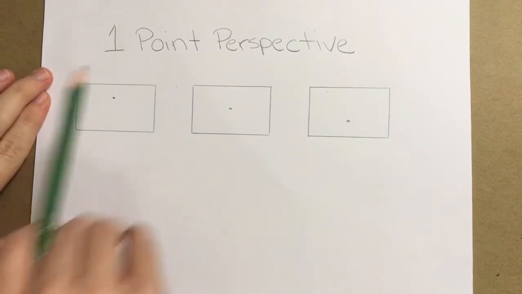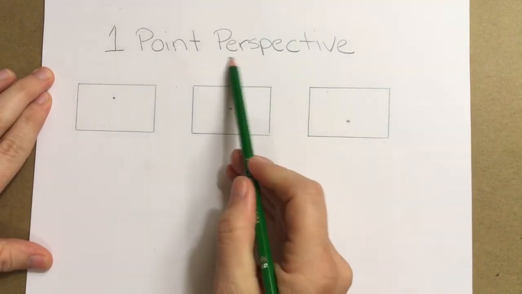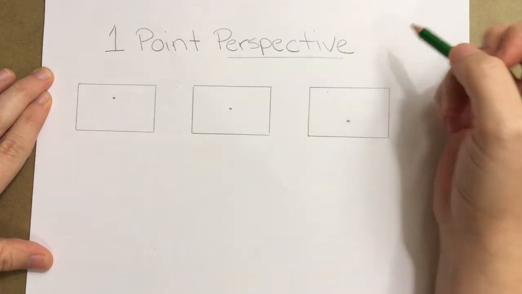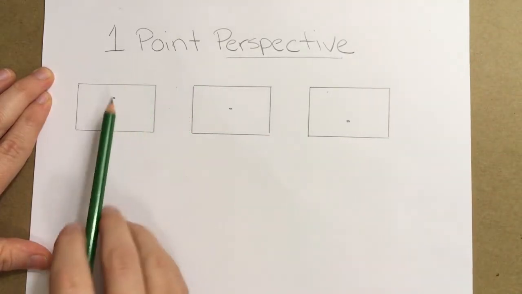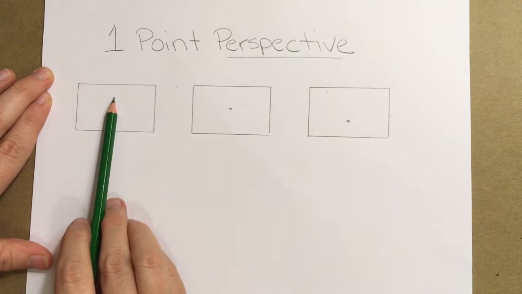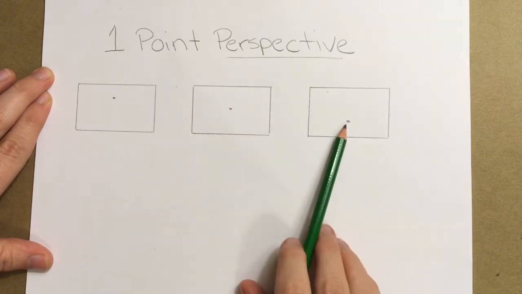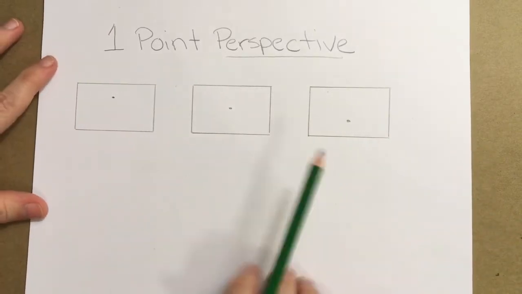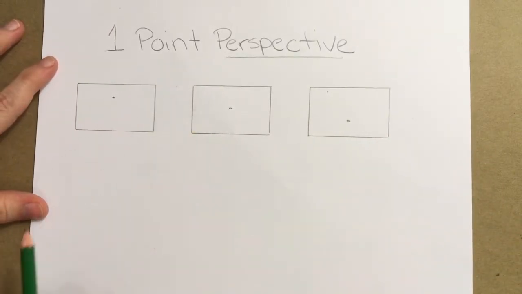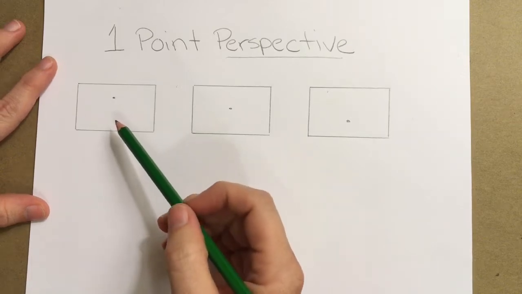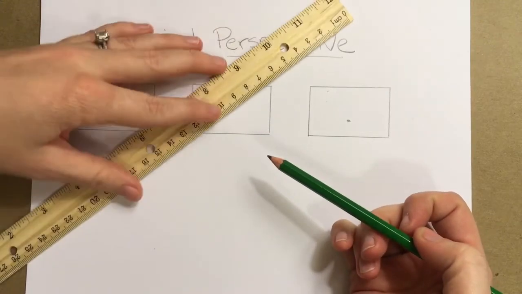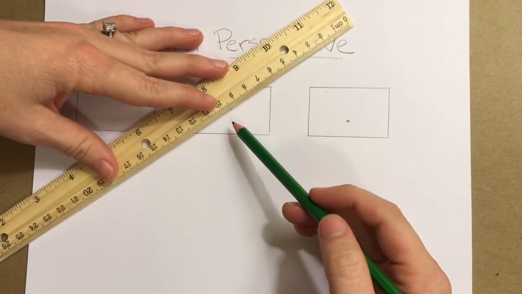All right, 1-point perspective. Perspective meaning how we see something, how we're perceiving it. 1 point because we're going to pick 1 point and everything is going to vanish at that point. So it is actually called a vanishing point, where things seem to disappear. And I'll show you what I mean. So in this, I'm going to do the middle one first. And I just put the dot right in the middle of the paper.